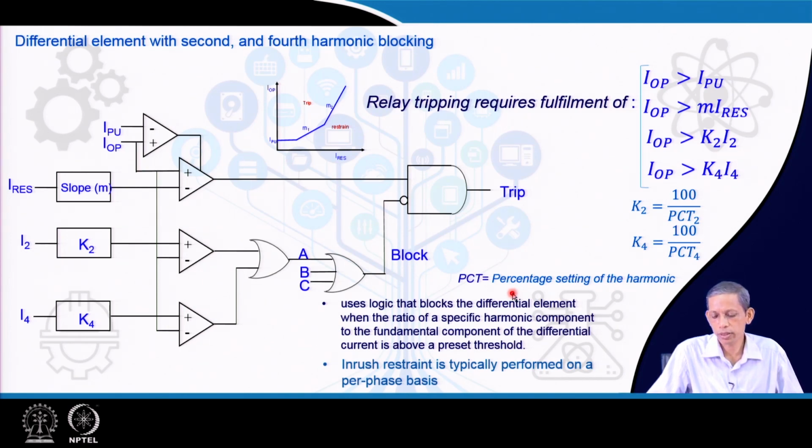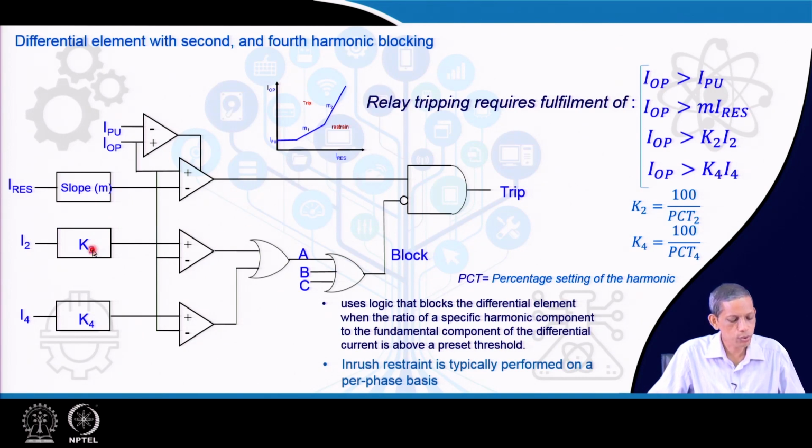That is about the usage in these schemes. You can understand from this that in the conventional differential relay, I operating operates when it is greater than IPU, and when it is greater than M times I residual, the restraining current. When these are satisfied, it goes for a trip decision, as we have learned earlier.